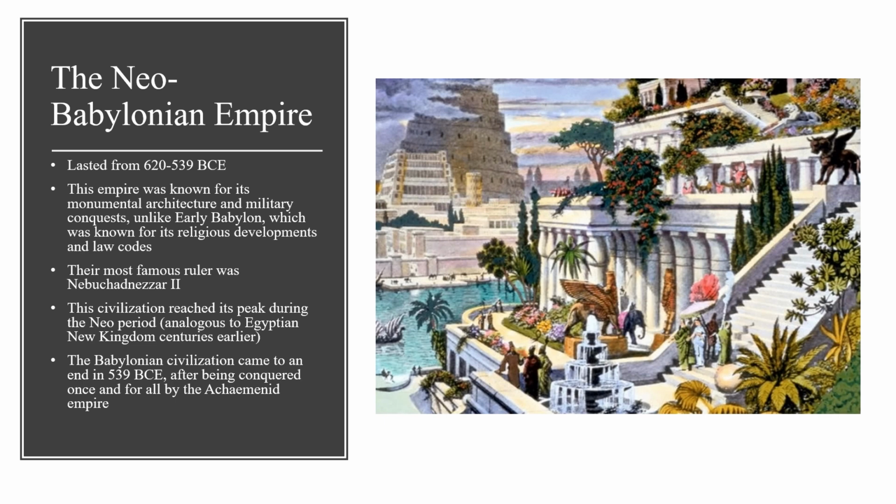The most famous Neo-Babylonian ruler was King Nebuchadnezzar II, who is mentioned in the Hebrew religious texts. The Neo-Babylonian civilization reached its peak under the rule of Nebuchadnezzar II. The Neo-Babylonian Empire is a lot like the New Kingdom for ancient Egypt, and Nebuchadnezzar II is a lot like what Ramses the Great was for the Egyptians. The Babylonian civilization came to an end in 539 BCE as an independent entity, after being conquered once and for all by the Achaemenid Empire.